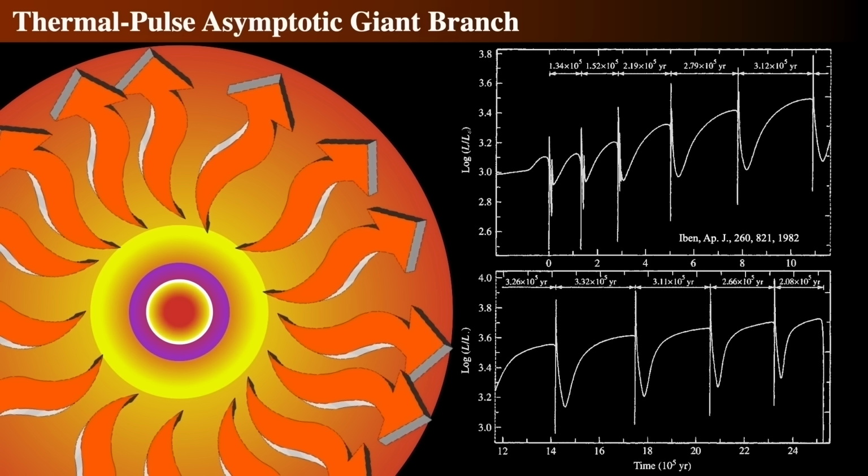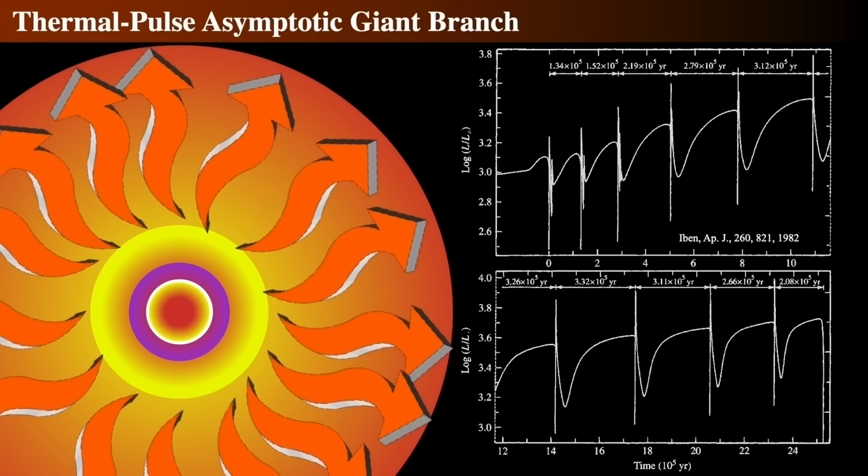The time between each pulse depends on the mass of the star. Higher mass stars, around 5 or so solar masses, can do pulses every few thousand years. But low mass stars, down to about 60% of a solar mass, can take hundreds of thousands of years between pulses. Importantly, each pulse is stronger than the previous.